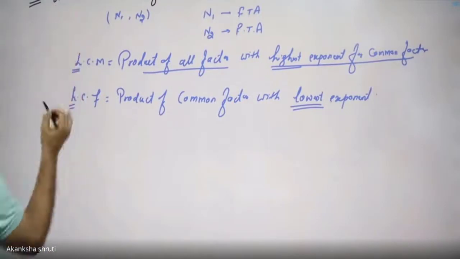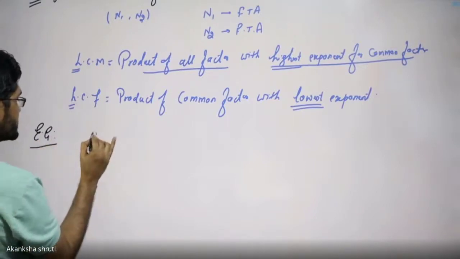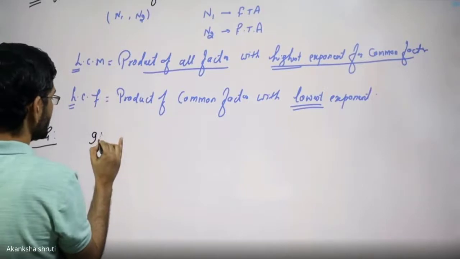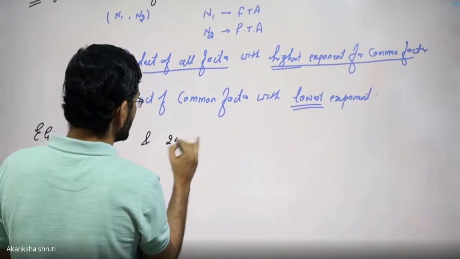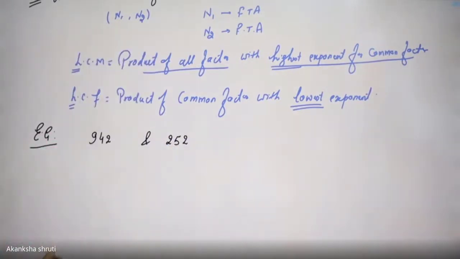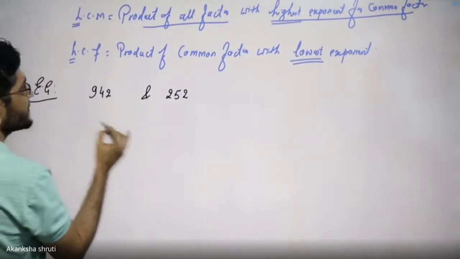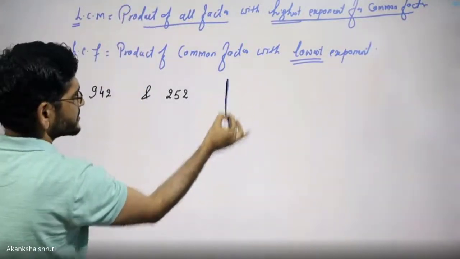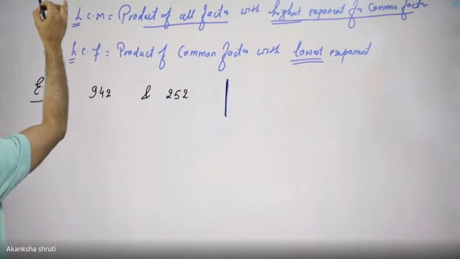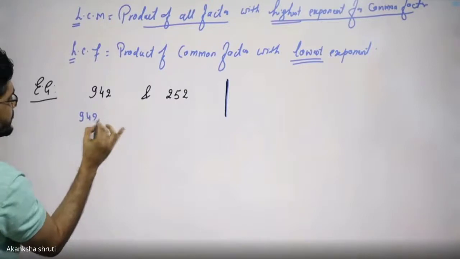Let us take one example. Then we will just stop it. So let us consider the two numbers, say 942 and 252. Let us consider this one. What could be their LCM and HCF? Very easy. Student, even before this, the question may be asked in the form of direct factors in the form of X, Y, Z, A, B, C. Here, 942. First, we need to factorize this.